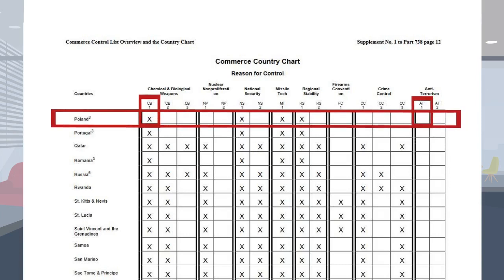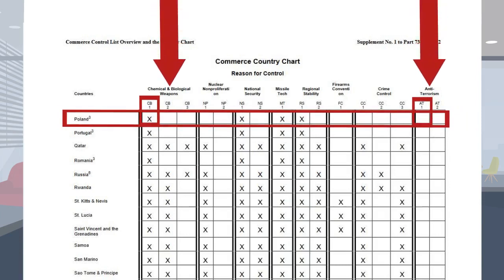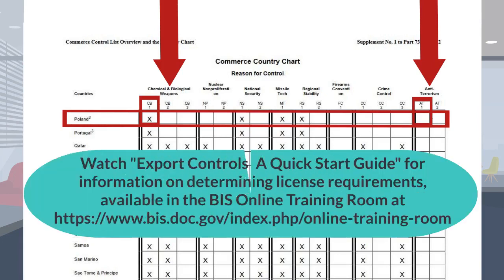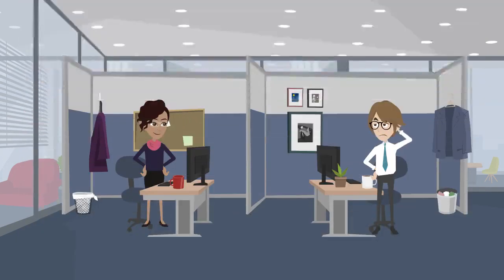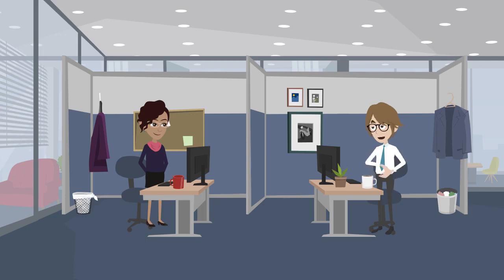You can see from the chart that CB stands for Chemical and Biological Weapon and AT stands for Anti-Terrorism. There is an X in the box for CB column 1, but not for AT column 1. Since there is an X in the box for CB column 1, there is a license requirement to send Brucella suis to Poland. Do all these items need a license for any destination, even Canada?